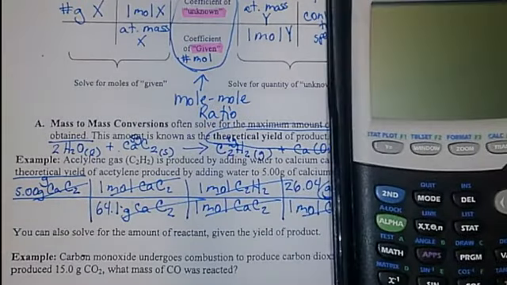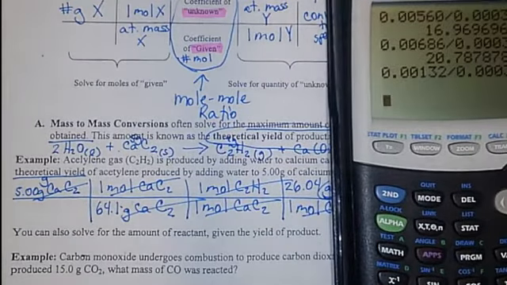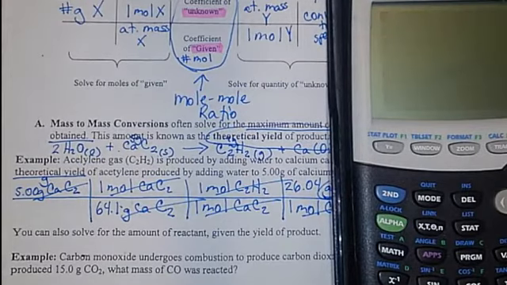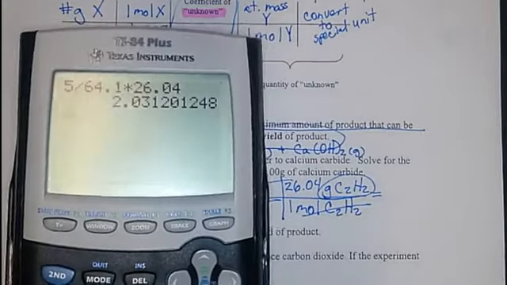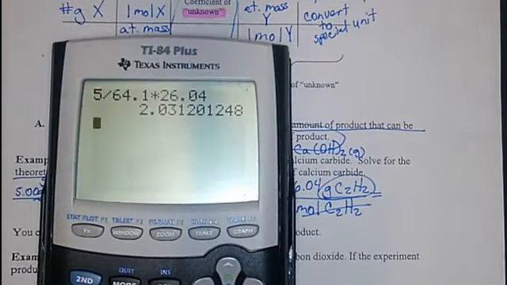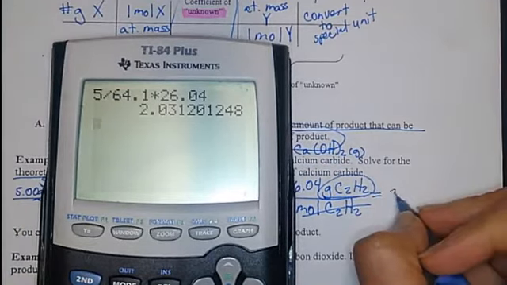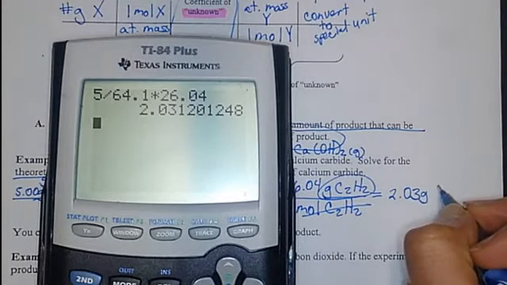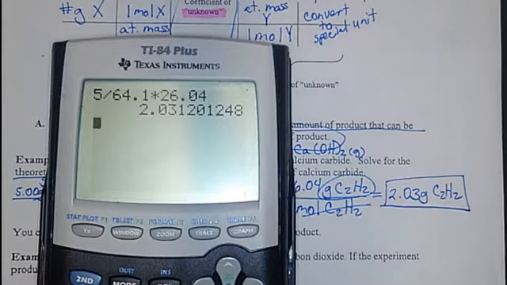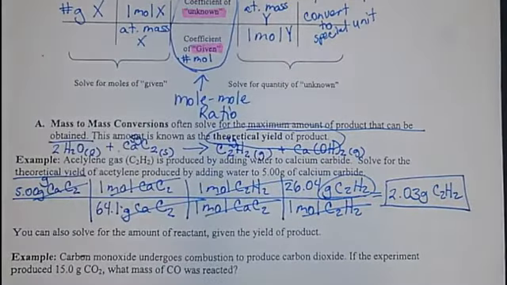When you plug all this together in your calculator, this is what you get right here. Notice that we started our problem off with 5.00. That is 3 significant figures, so our answer is going to have 3 significant figures. It is 2.03 grams of acetylene. Okay, so that's our answer.